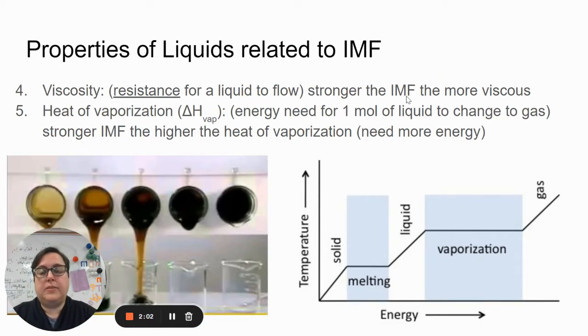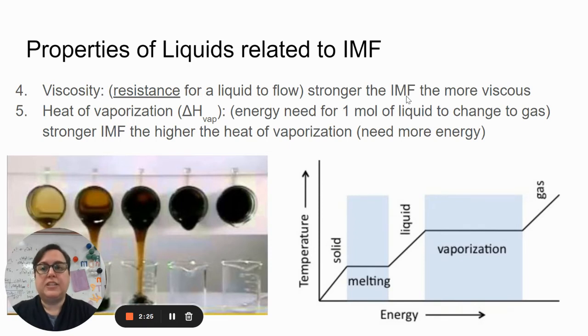Another property of liquids is viscosity. Now, a lot of students mess up on the definition of viscosity. Remember, viscosity is the resistance to flow. So the stronger the intermolecular force, or even just the more complex the molecule is, the molecules are closer together, so they resist that motion to flow past each other.